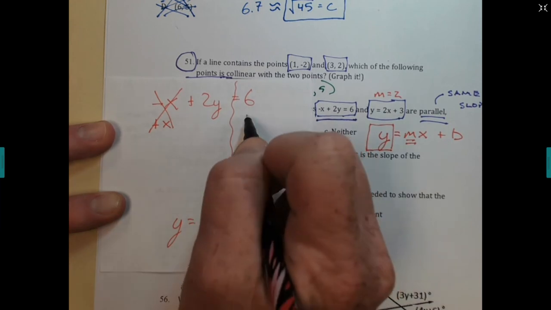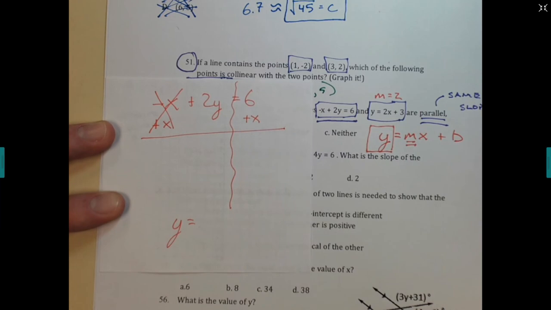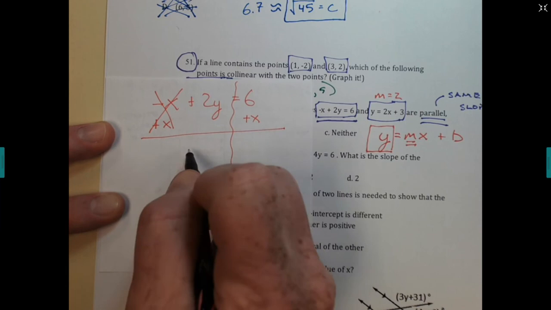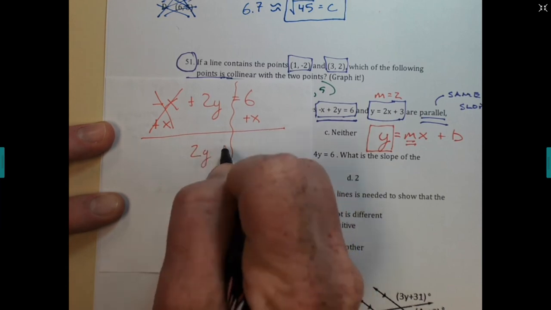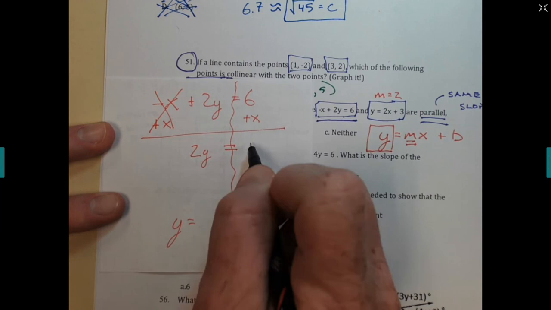Now, if I add x to the other side, let's rewrite the equation and see where we're at, Reese. What's left on this left side? 2y. Yeah. I still got the equal sign right here. What's on the right side? Is it 6x now, or is it 6 plus x? Which one? Because 6x would be multiplication. 6 plus x is addition. So 6 plus x. Yeah, it's addition right there.